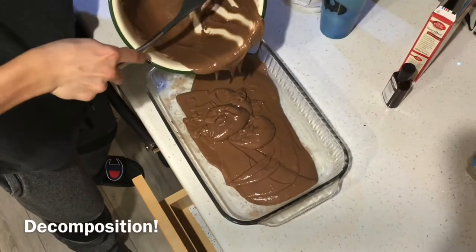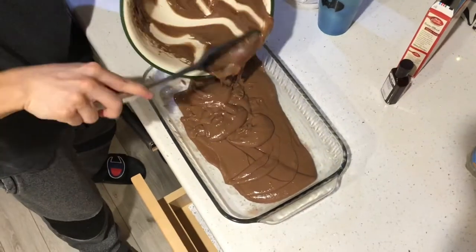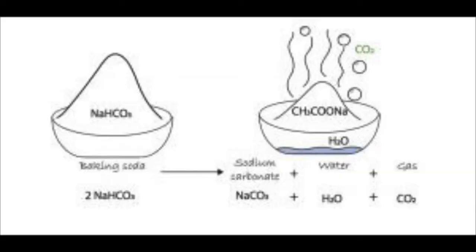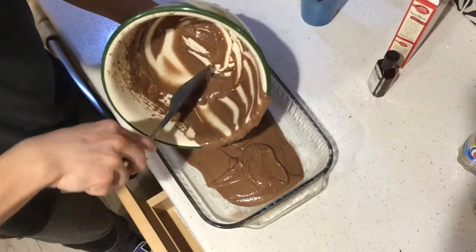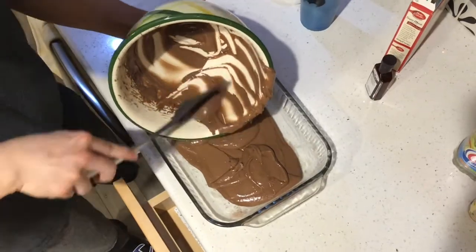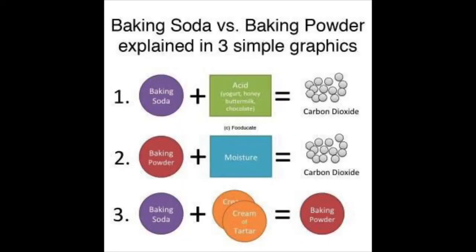It goes through a decomposition reaction when heated, and it starts to break into compounds and start forming Na2CO3, H2O, and CO2. The CO2 creates air bubbles, which leads us to its role in the recipe. As the bubbles escape in the cake in the oven, it helps the cake to rise and not become dense.